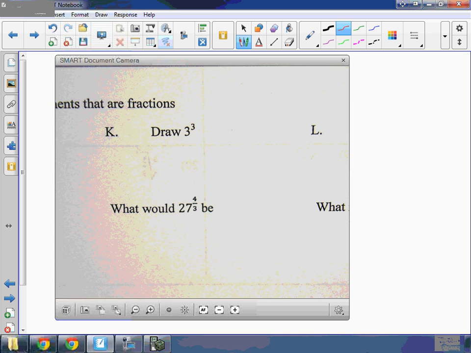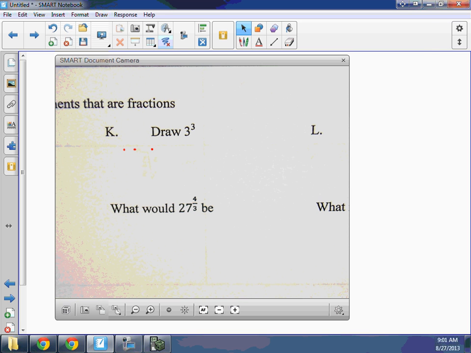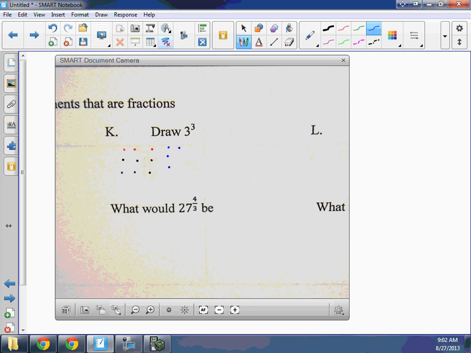So draw 3 to the third. I'm just going to draw one picture. You can draw whichever one you want. So there's my original 3. I'm going to triple it, and then I'm going to triple that. So that's 27. So 27 to the 4/3. That's a problem.